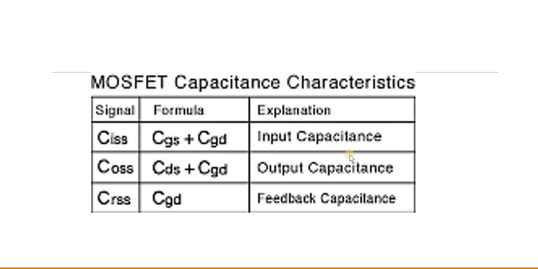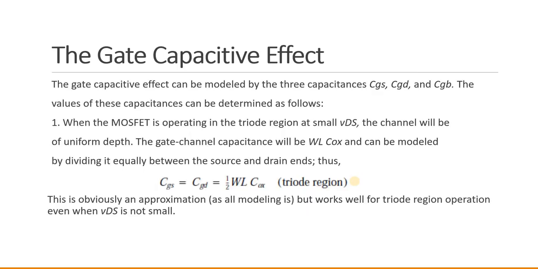We can classify these capacitances into three different types: input capacitance, output capacitance and feedback capacitance. Input capacitance is nothing but CGS plus CGD. Output capacitance is CDS and CGD, and CGD will be considered as the feedback capacitance. So CGD is common to all the types of capacitance: input, output and feedback.